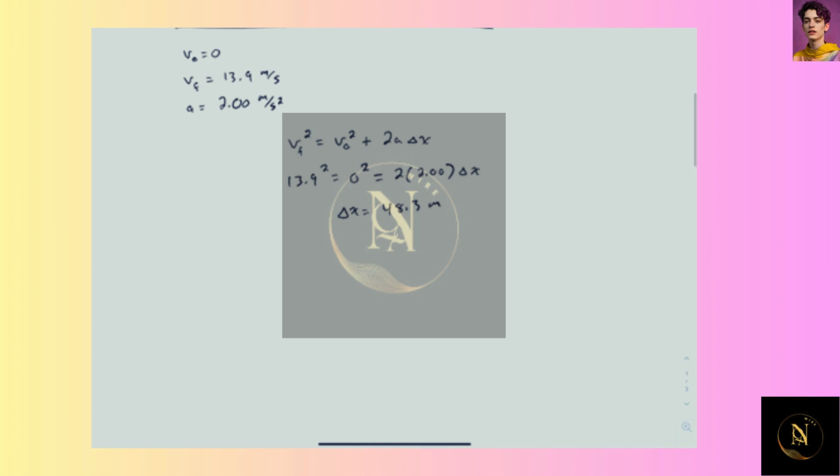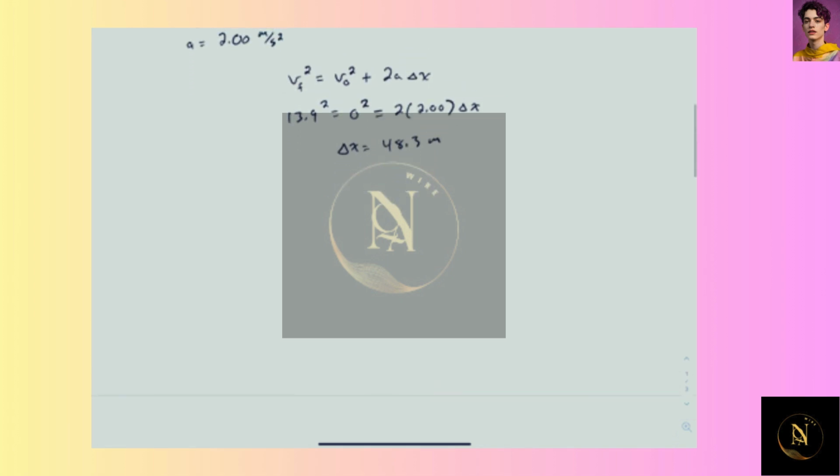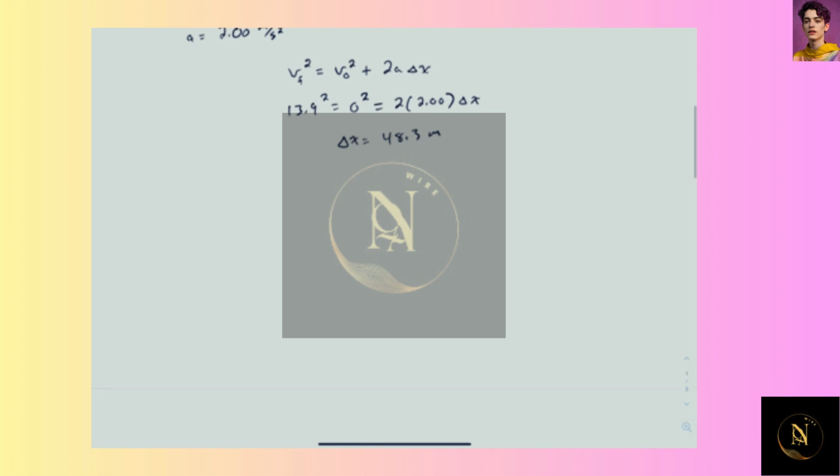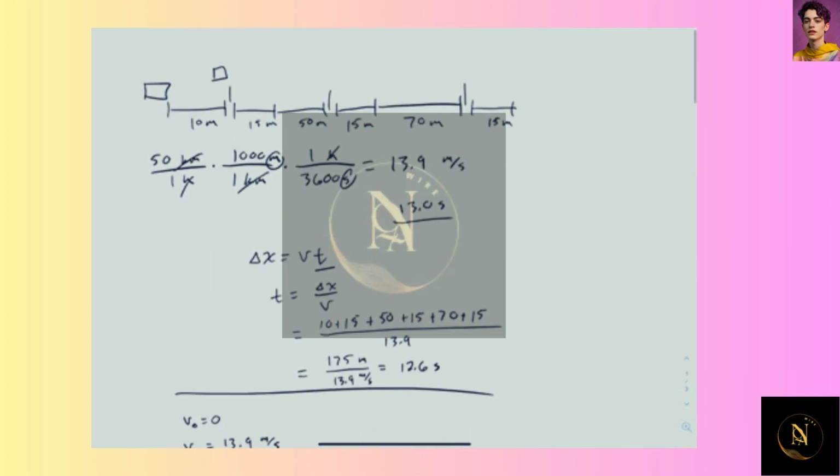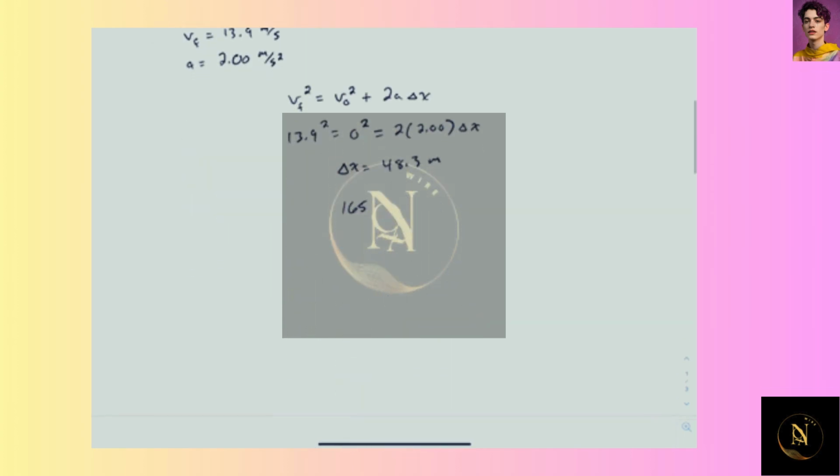And the rest of the distance we want, well, the total distance is 165, right? Because it's this distance from here to here. So this is 165 meters. And then we'll subtract out the first bit. Oh, that's a 3. And get 116.7 meters. So that's the distance that it has left to make.